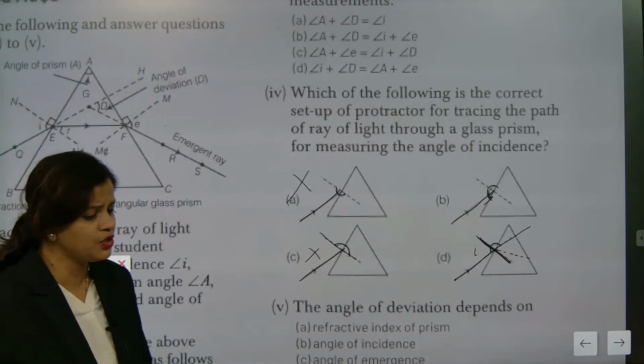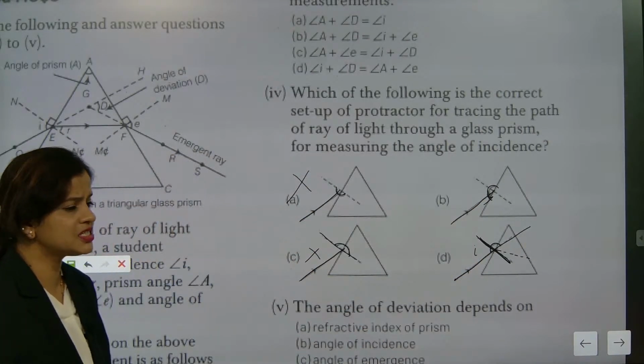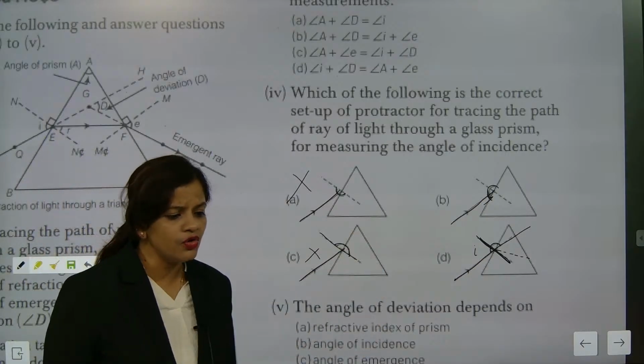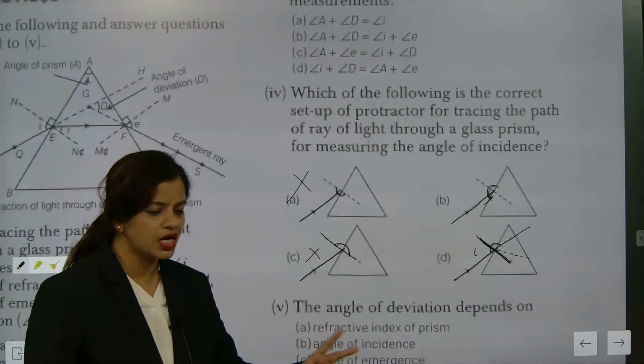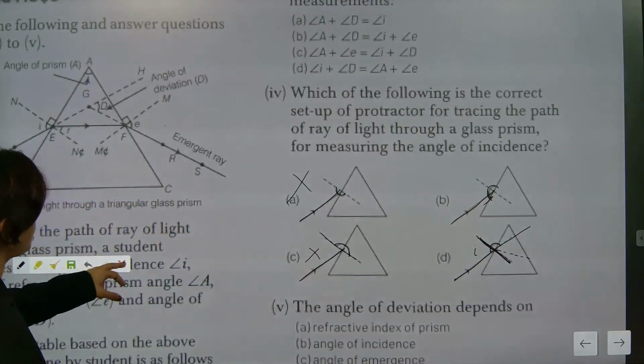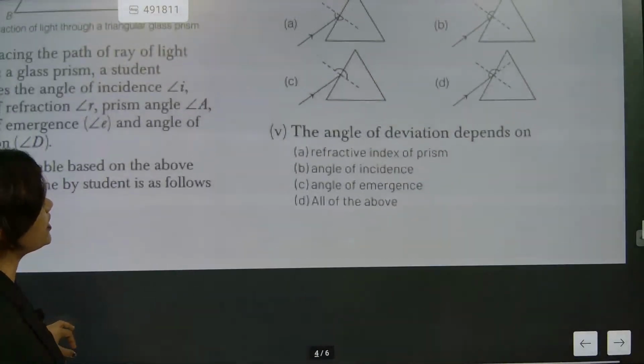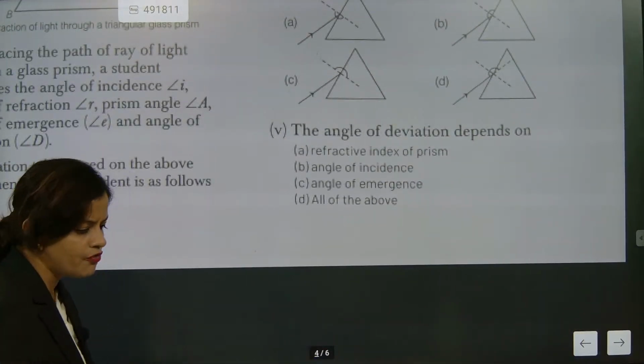Very safely do all these questions. I am discussing only a single side. When you have a problem, study prism part 1 and prism part 2, revise, and then go for writing the exam. Now go for question number 5, children. Come on, go for it.